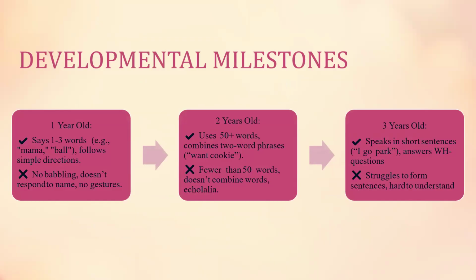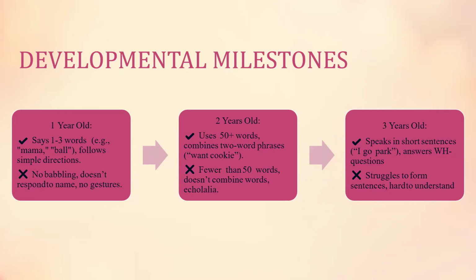Developmental milestones for a 1-year-old. By this age, children should start to say at least 1 to 3 words of common objects or people, such as mama or ball. At the age of 1, children should also be able to follow simple directions. If by 1 year old the child is not babbling, does not respond to their name, or is not using gestures, this is cause for concern.